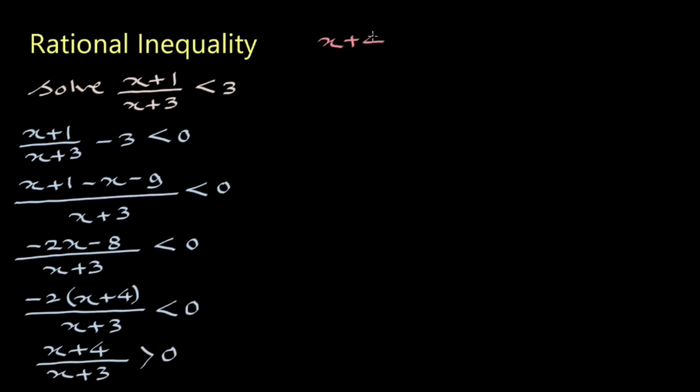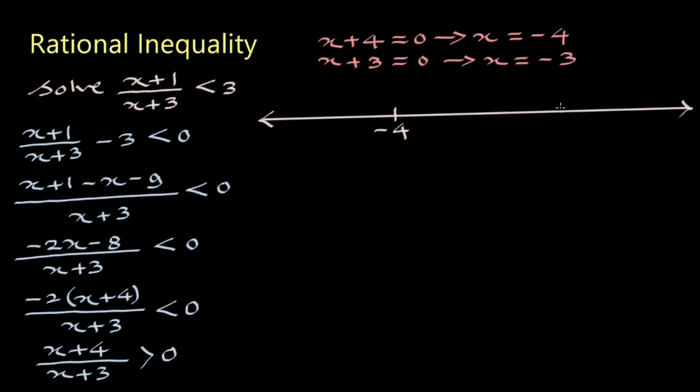x plus 4 equals 0 gives x equals minus 4. x plus 3 equals 0 gives x equals minus 3. We show these points on a number line: minus 4, minus 3, negative infinity, positive infinity. We prepare a chart of intervals, x plus 4, x plus 3 and (x plus 4) upon (x plus 3).